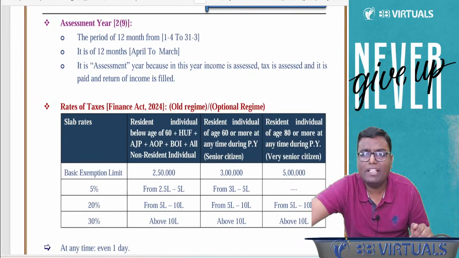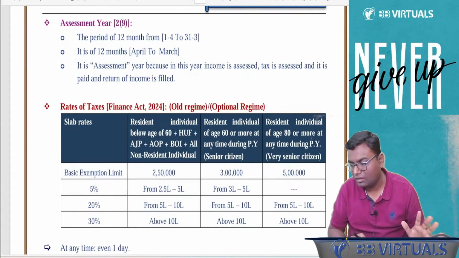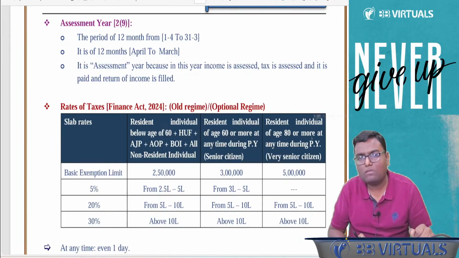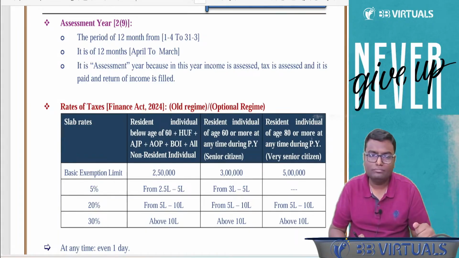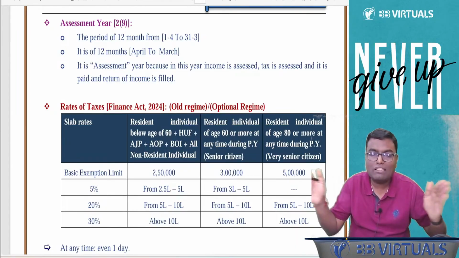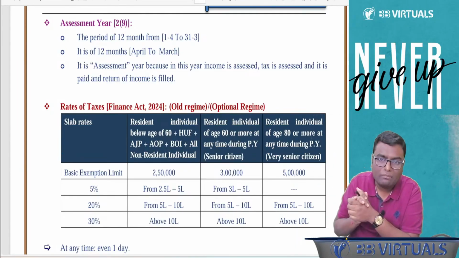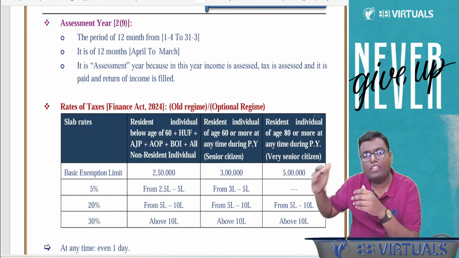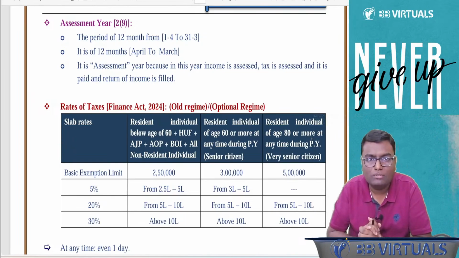Then we started with the rates of taxes. First we saw the rates for five persons, for whom a common tax rate is applicable. Which are those five persons? Individual, HUF, AOP, BOI, AJP. Can I say they are bifurcated into these three columns? First, resident individuals below the age of 60, plus HUF, AOP, BOI, AJP, plus all non-resident individuals.